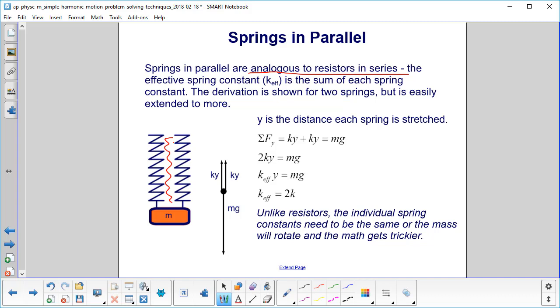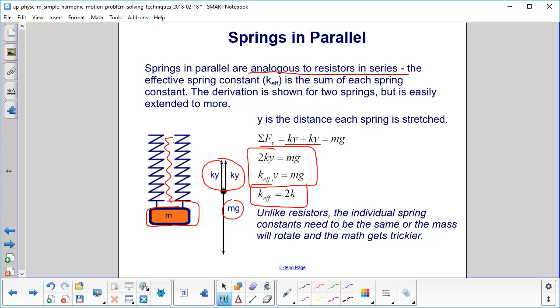So here's our derivation. We're going to say we put a mass here, and the springs extend by y. So we have two forces in the up direction, ky plus ky, minus mg is equal to 0 because we're at rest. So we have 2ky is equal to mg. Let's replace that 2k with k effective. So we find that k effective is 2k.